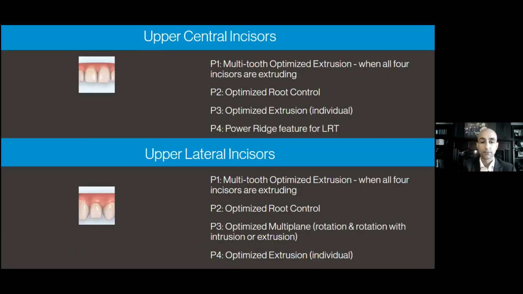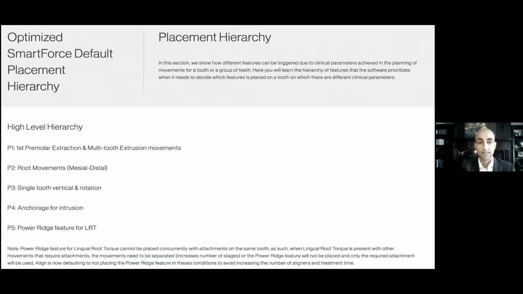As we go through here, the teeth have different attachment designs, but we need to understand what is best for them. The generalized hierarchy for Align, this is not tooth by tooth, this is the all-encompassing hierarchy in general, is multi-tooth movement, which is extractions or open bite closure, root movement, single tooth vertical and rotational movements, and P4, again, anchored for intrusion. I implore you that, in my opinion, P4 should be P1, meaning it should be at the top.